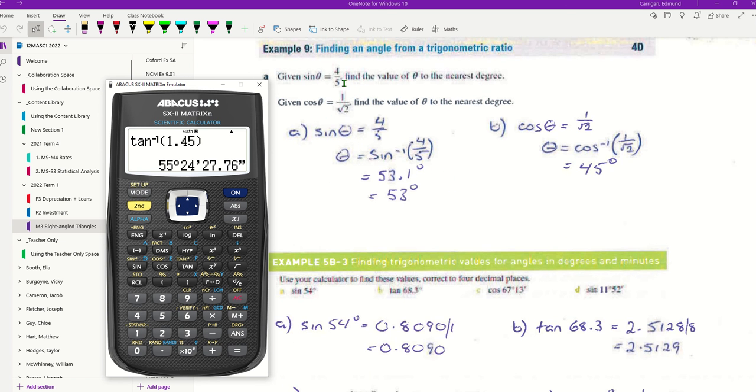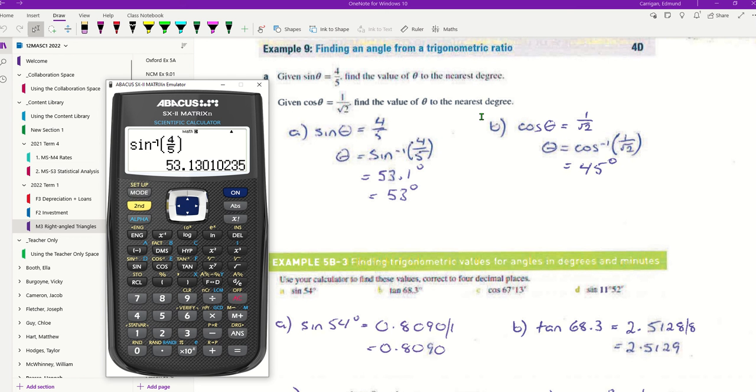The next one's sine theta equals 4 on 5. Once again, we are going to clear that. Theta equals sine minus 1, 4 on 5. Second function, sine minus 1, 4 on 5. We can put it into our fraction, 4 on 5. So I'm going to close my bracket here. Really, I want to push that one there to get me up. Close bracket, equals 53.13. Finding it to the nearest degree, 53 degrees.